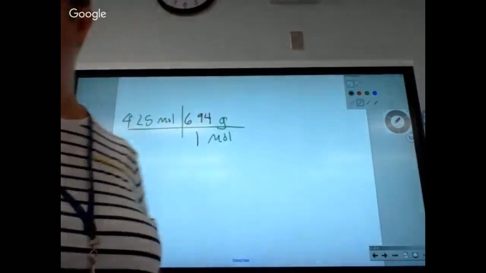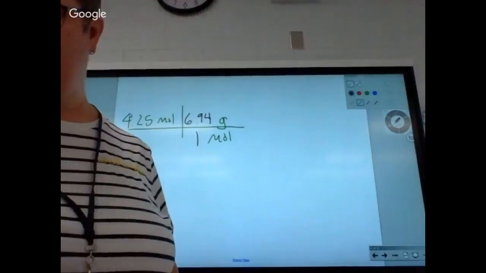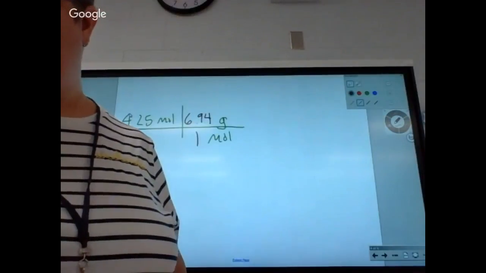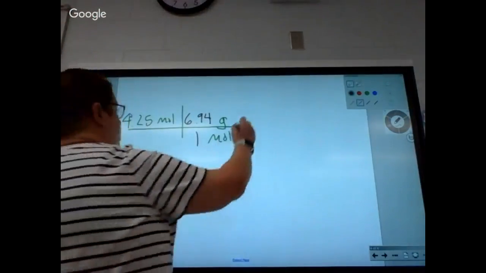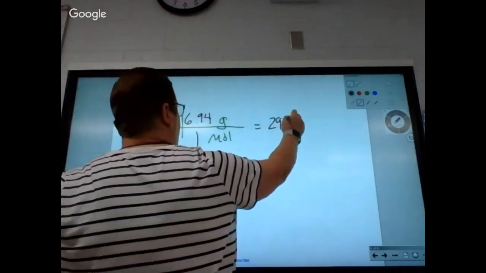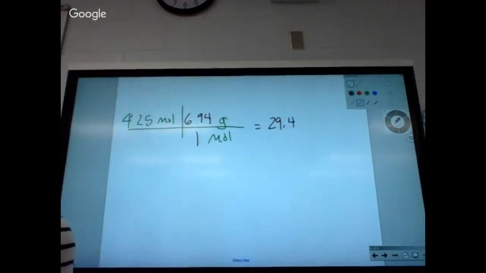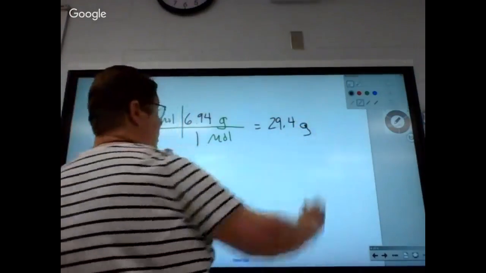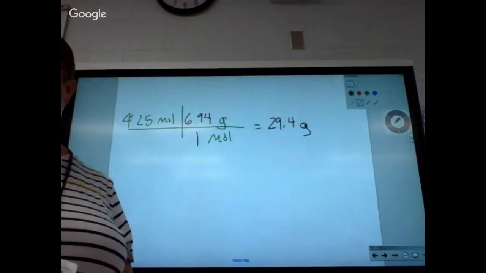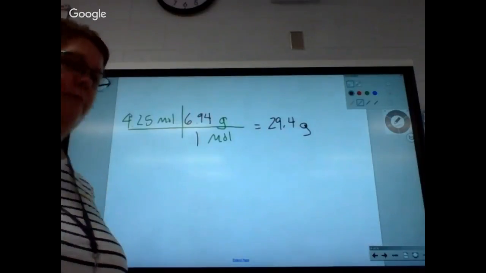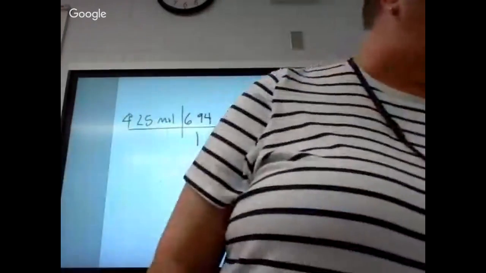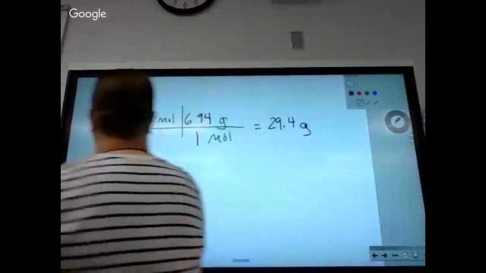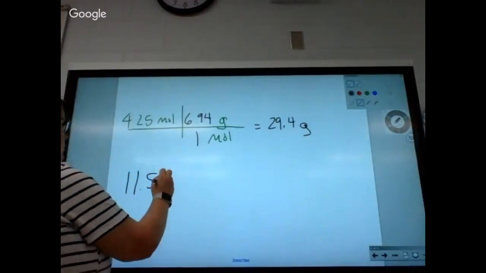Whoops. I got 29 because I punched that in wrong. 4.25 times 6.94. 29.4 will be fine because I only need 3 significant digits. I could have rounded it up, but I just didn't. Okay? Now, my unit is going to be grams. All right, next one. 3. All right. 3 says 11.5 grams of Na.